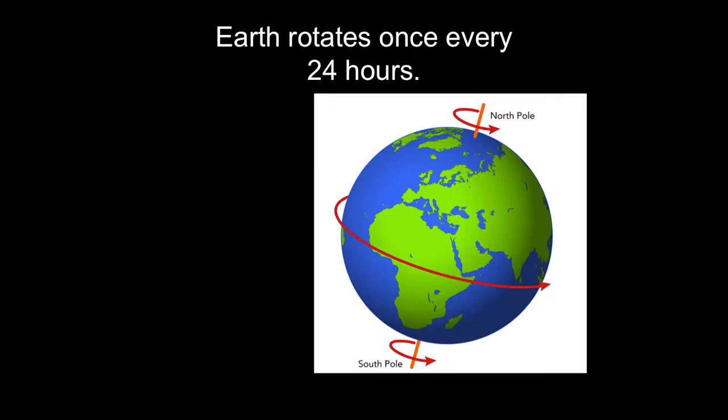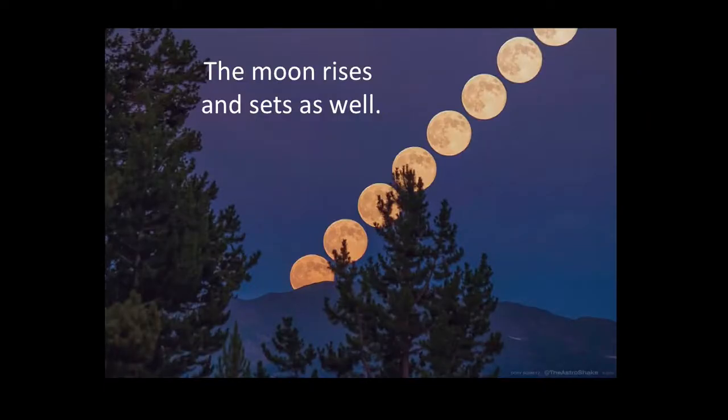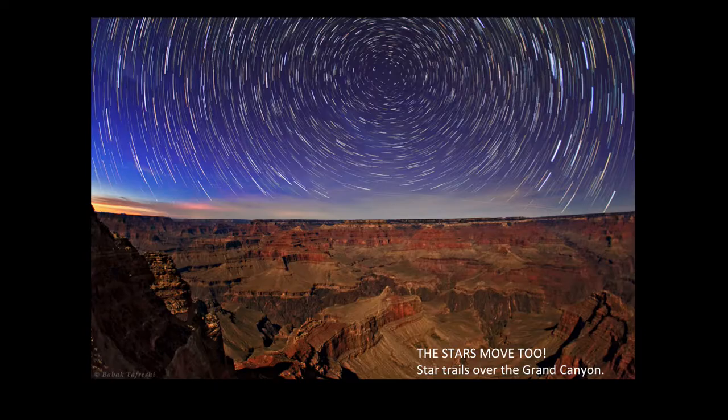So let's talk about some things we know to be true, some Earth motions. Earth rotates once every 24 hours. Rotation makes it look like everything moves around us. So that produces day and night, sunrise and sunset. The moon also rises and sets, so it actually also appears to make a circle around us.